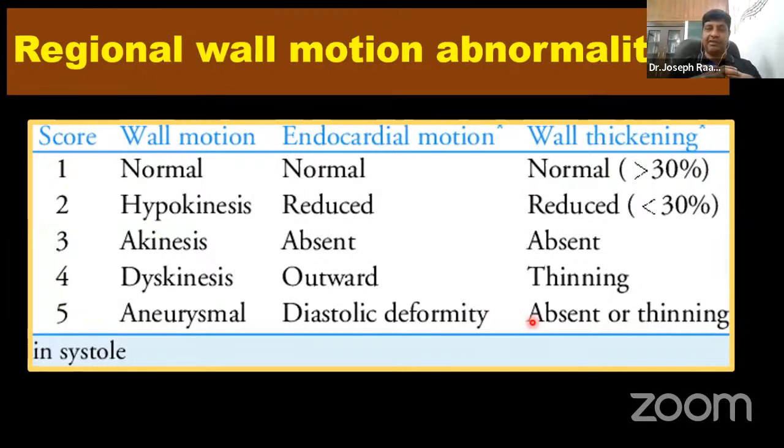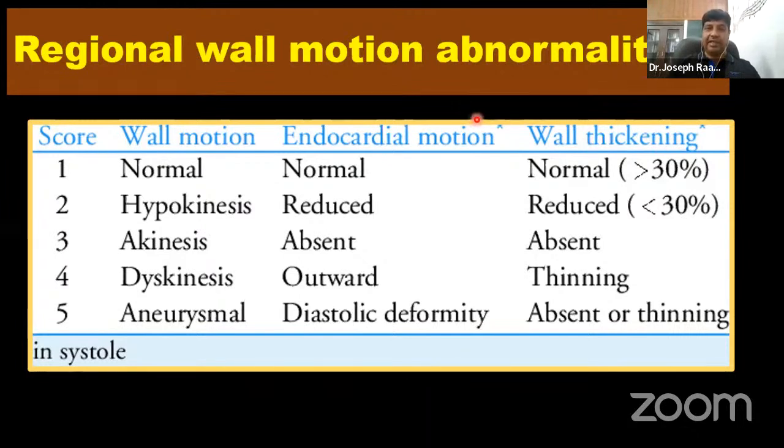So we know that the left ventricle contracts in a circular fashion. That means during the systole, all the segments of the left ventricular wall should move inwards. That is the normal. That's what is endocardial motion. And the wall thickness, remember that last time when I was talking about the assessment of the systolic function, I told you during systole the wall should get thickened, and it should be more than 40%. That's considered the norm.